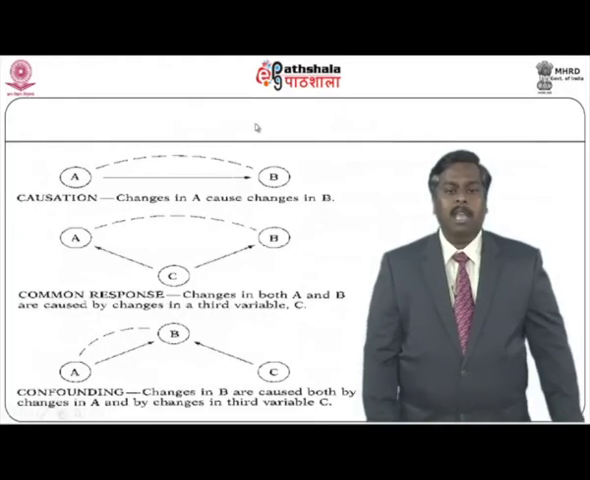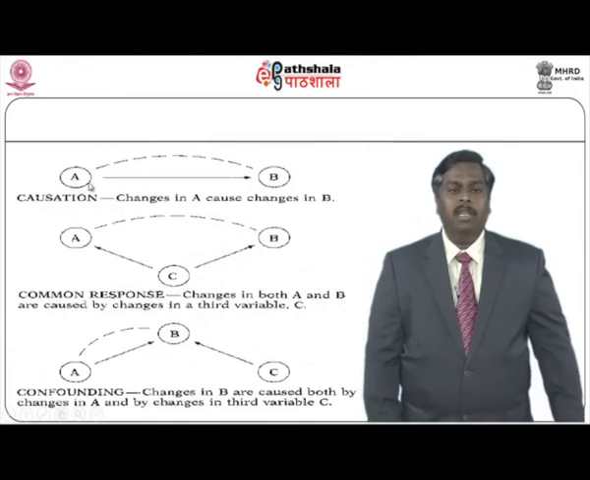So, this analysis can be pictorially represented like this. Say there may be two attributes, where one may cause a change in the other attribute. So, here A and changes in A are actually associated to B. So, changes in A cause changes in B. There is another scenario, there may be a common response, that is, changes in both A and B are caused by changes in a third variable. But this may be confounding because changes in B are caused both by changes in A as well as by changes in the third variable C.